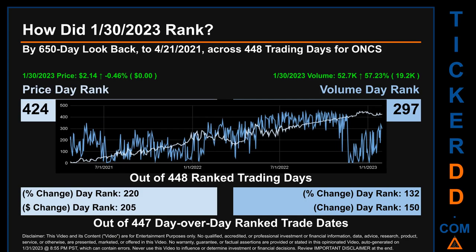The price's day-over-day percentage change, jumping -0.46% on January 30th, 2023, had a day rank of 220, while its dollar difference of $0 had a rank of 205 when compared day-over-day across 447 trading days. Volume's percentage change and difference were ranked respectively at 132 and 150.